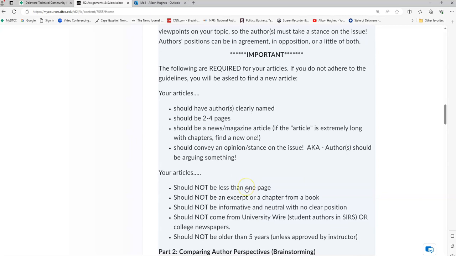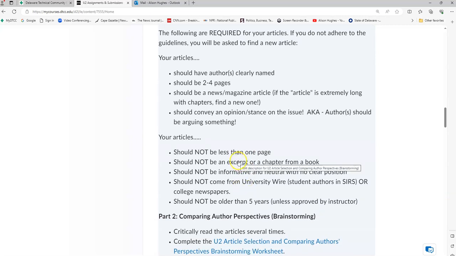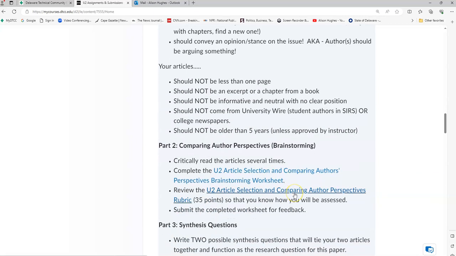Now, a couple of do nots for this assignment, meaning I will return this to you and tell you, hey, this article won't work. You need to redo the assignment. First of all, your article should not be less than a page. It should not be an excerpt or a book chapter. It should not strictly be informative or neutral with no clear argument or no clear position. If you go to SIRS, you should not be using an article from the University Wire or any other college newspaper. These need to be from professional publications, and generally the article should not be older than 5 years old unless we have discussed that.